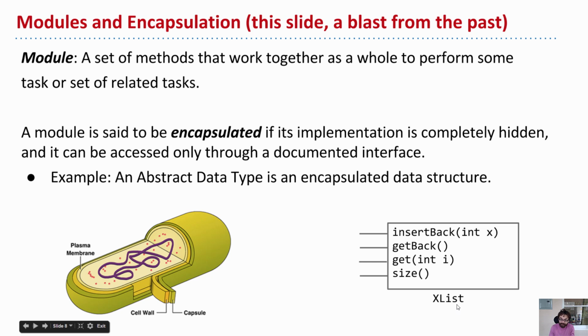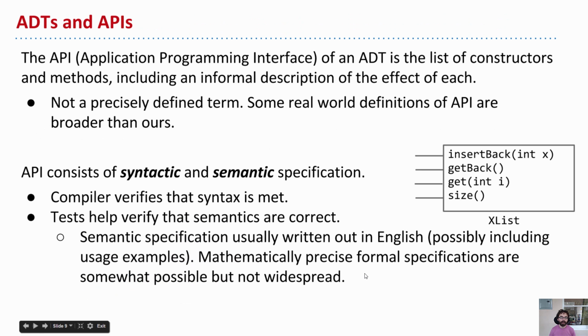So I have a class called xlist, for example, that can do these things here. I don't have to know whether it's based on an array or a linked list or whatever. This is an important idea. Okay. I guess I'll introduce this term API, which you may have seen used casually in the class occasionally, double occasionally, triple now. So the API, Application Programming Interface of an Abstract Data Type, is the list of constructors and methods, including an informal description of the effect of each.